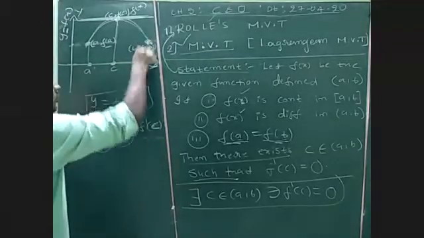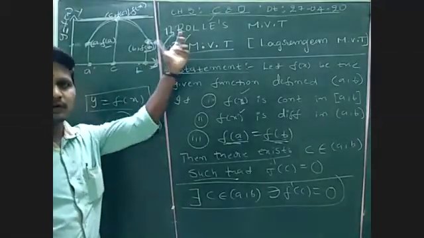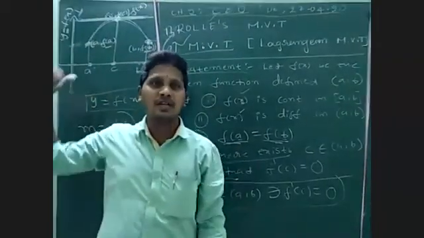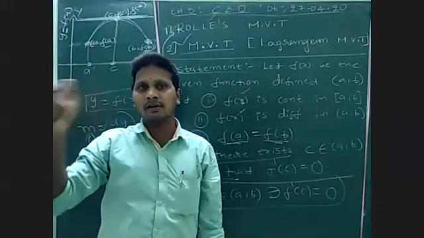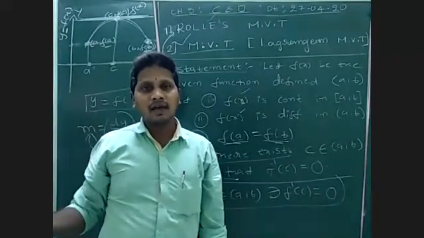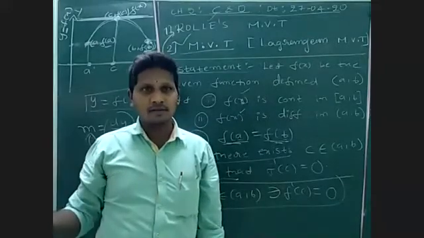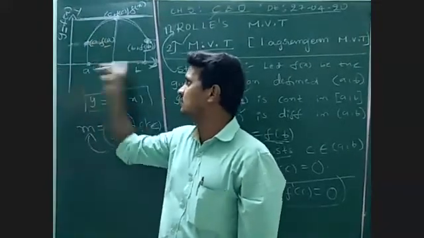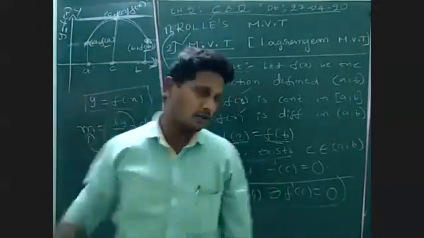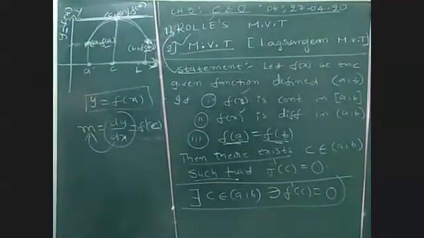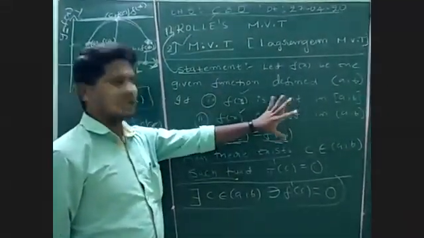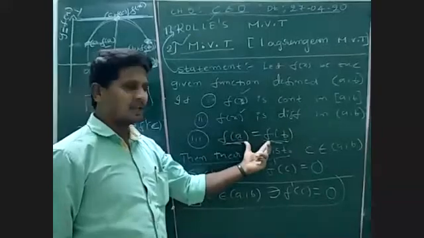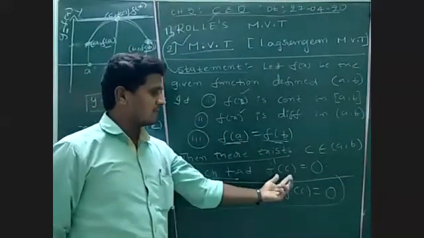This is one objective question, very important. If the function satisfies Rolle's mean value theorem, there will be four options: parallel to the x-axis, parallel to the y-axis, parallel to y equals x, like that, they will give different options. What is the answer here? The tangent is always parallel to the x-axis. Remember, important. Try to remember these points: continuous in closed interval, differentiable in open interval, f of a is equal to f of b, then f dash of c is equal to 0.